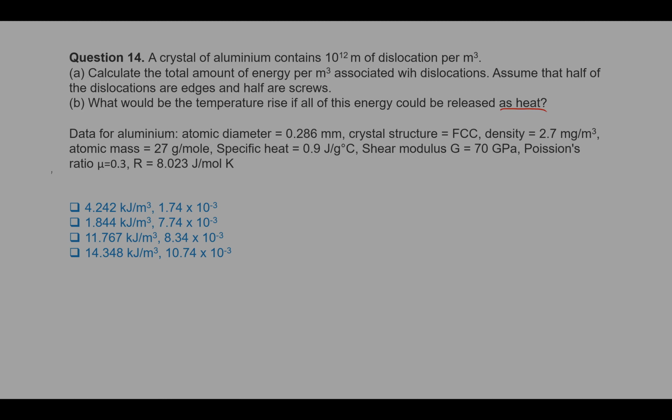Data for aluminum: atomic diameter is given there 0.286, I think it is nanometer. Crystal structure FCC, density 2.7 milligram per meter cube, atomic mass 27 gram per mole, specific heat 0.9 joule per gram per centigrade, and shear modulus G is equal to 70 GPa. Poisson's ratio mu is given here 0.3, and R is equal to 8.023 joule per Kelvin per mole.